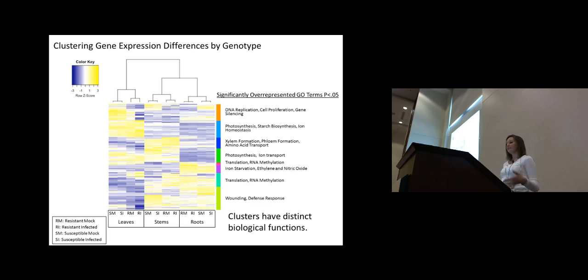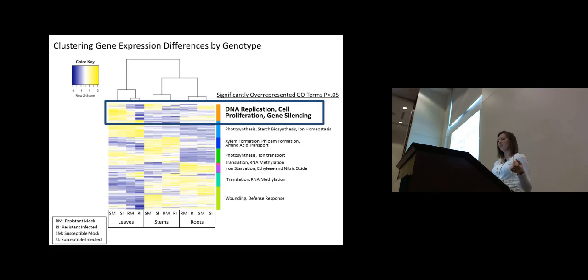To figure out what these clusters do, we look at their gene ontology, or the GO terms. Gene ontology lets us put all those genes into different functional groups, and every one of these clusters correlates to a distinct biological function. So the first cluster has genes related to DNA replication, cell proliferation, and gene silencing.